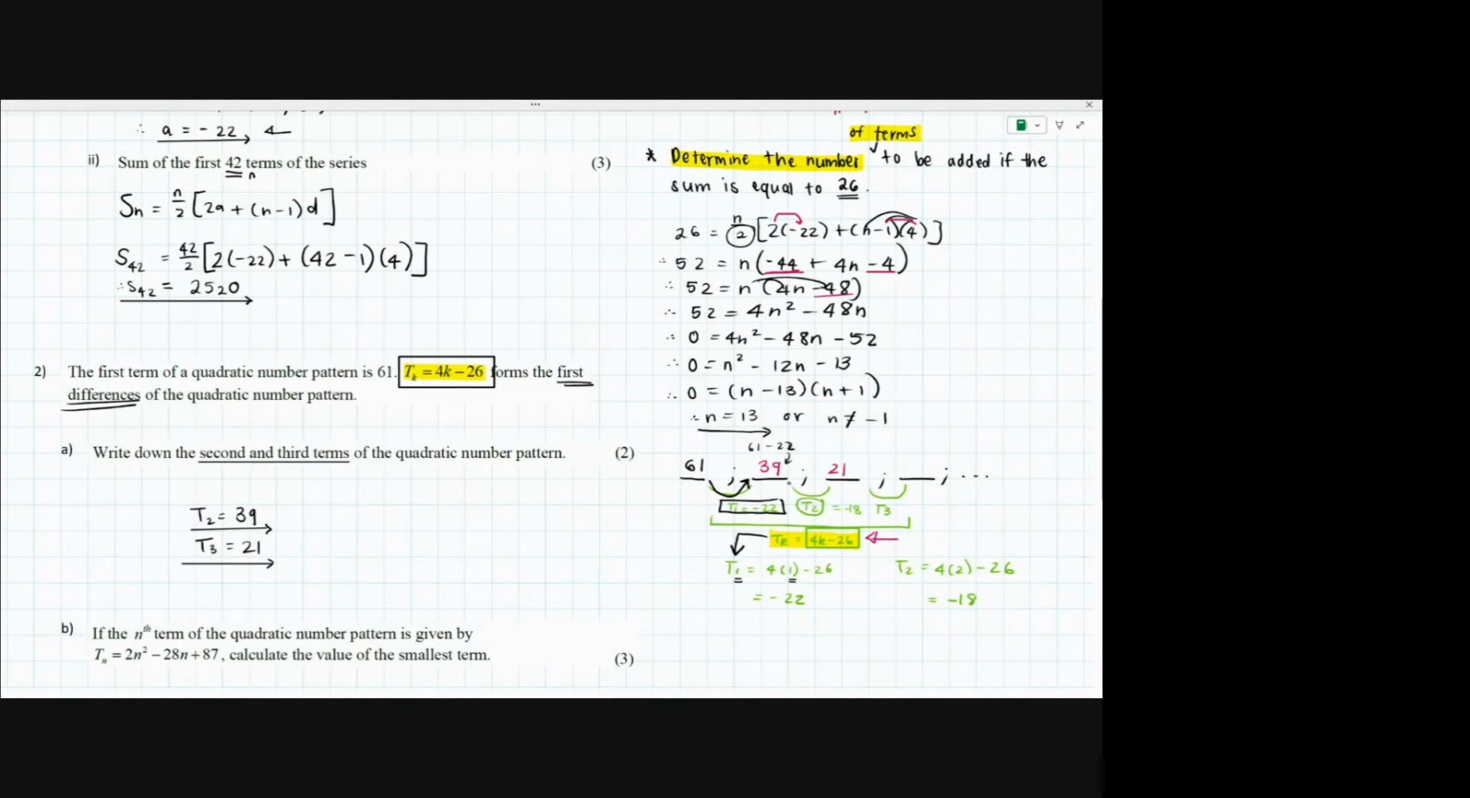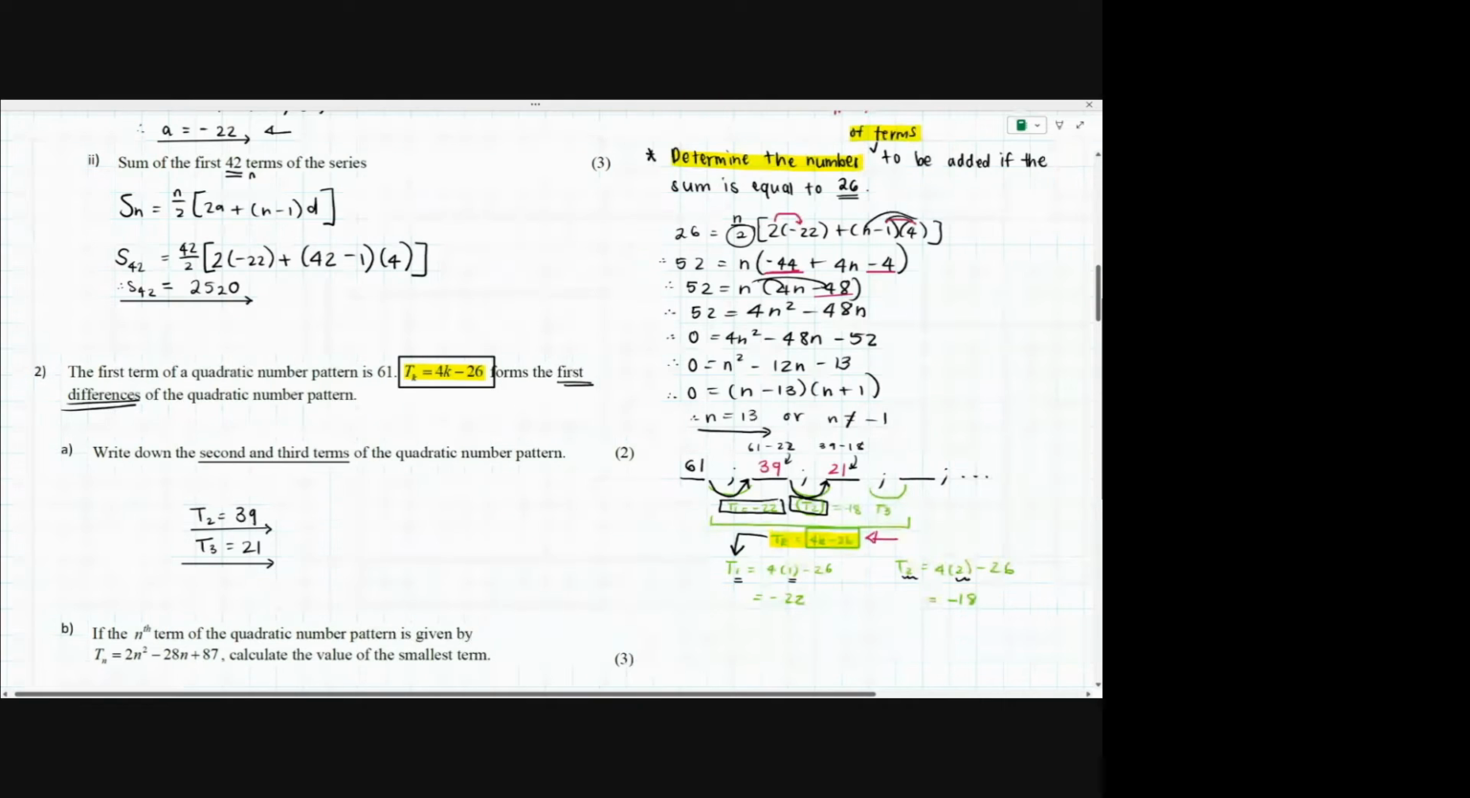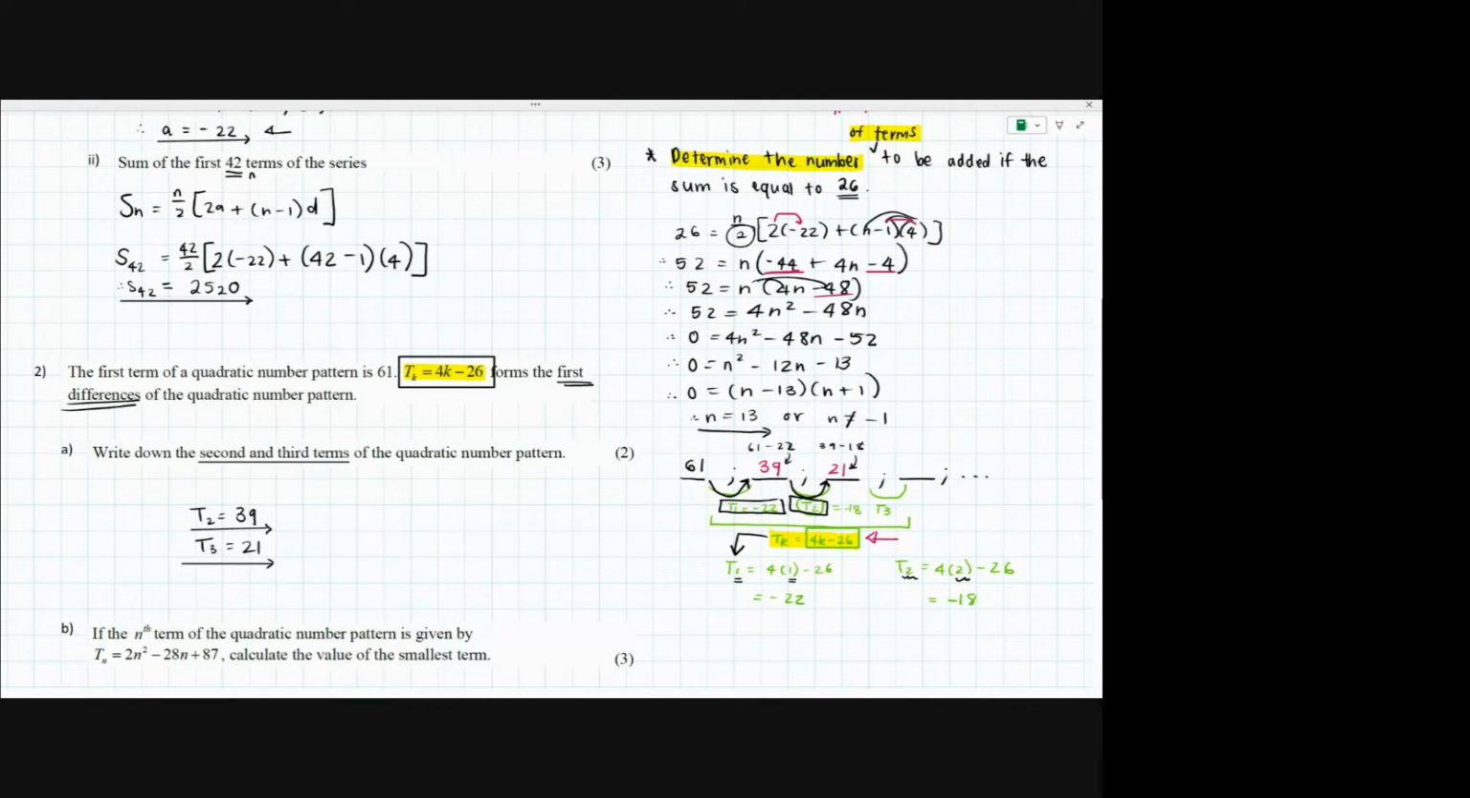So now I want to figure out what I need to add or subtract from 39 to get term 3. This is now my second difference of my first differences. So I can substitute in 2. And that tells me I need to say 39 minus 18 in order to get 21. And I can keep going with my first differences. Okay, ma'am. Thank you.